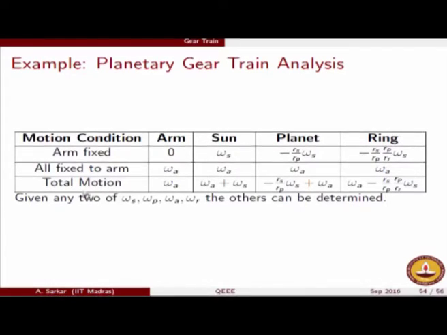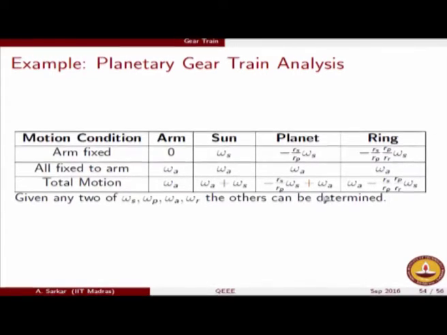The third line, the third row of this table essentially is just the summation of these two. So you just add up whatever is there in the first two rows, and the total motion of the arm, for example, is 0 plus omega a, which is omega a. The total motion of the sun is omega s plus omega a. Similarly, the total motion of the planet is determined as an addition of the two cells which are shown here, and similarly the total motion of the ring is shown here.